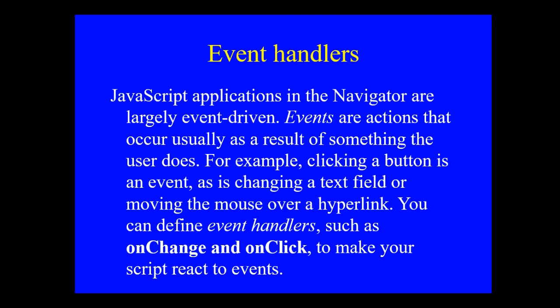Event handlers. JavaScript applications in the Navigator are largely event driven. Events are actions that occur as a result of something the user does. For example, clicking a button is an event, as is changing a text field or moving the mouse over a hyperlink. You can define event handlers such as onChange and onClick to make your script react to events.